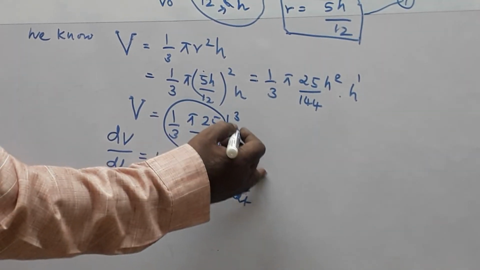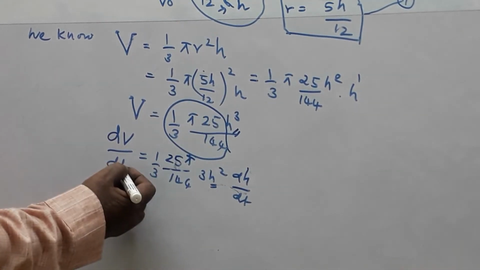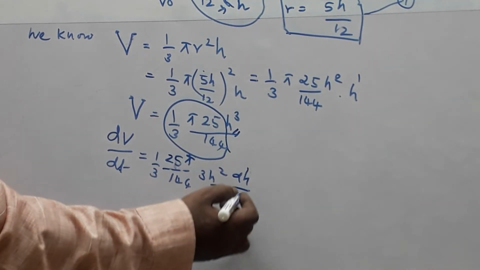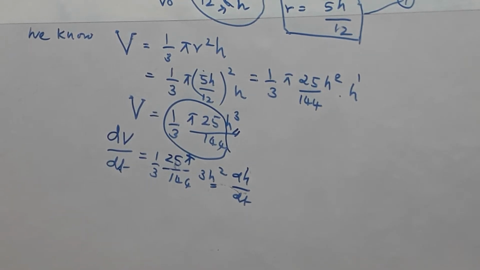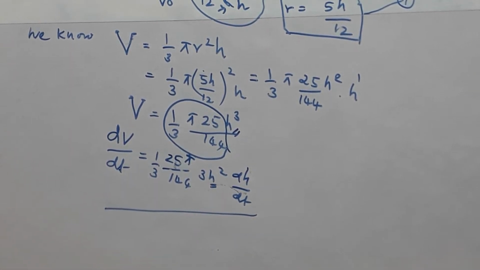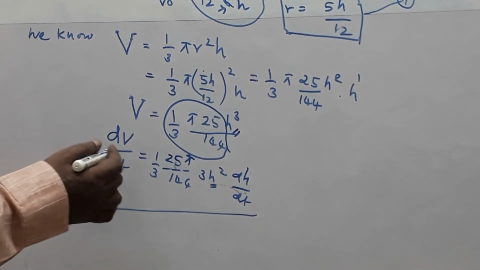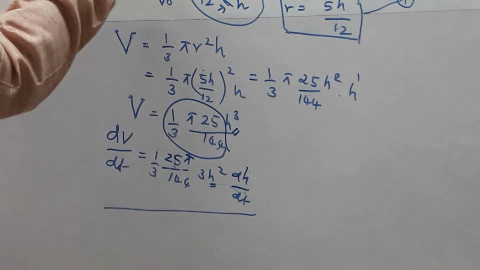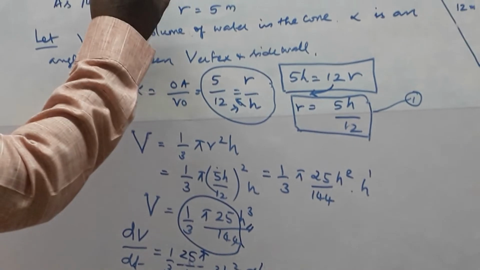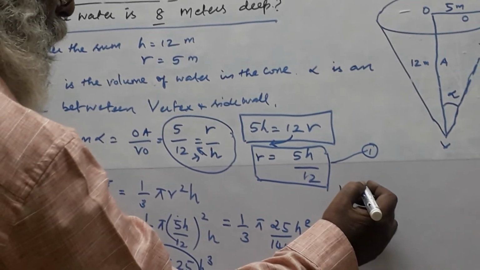Suppose, I already gave an example in the last sum. When h cubed is differentiated with respect to t, we get 3h square, then dh by dt. Now this is the dV by dt. Already we know the volume, the given rate of dV by dt is 10 cubic meters per minute. Therefore we substitute. This is equal to 10.